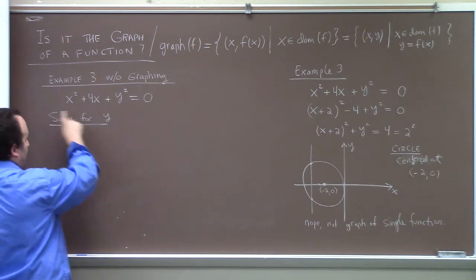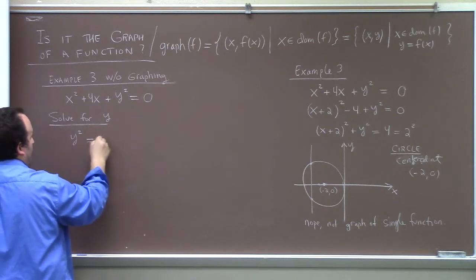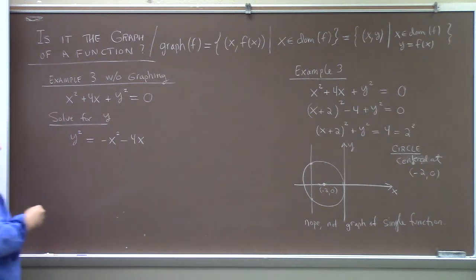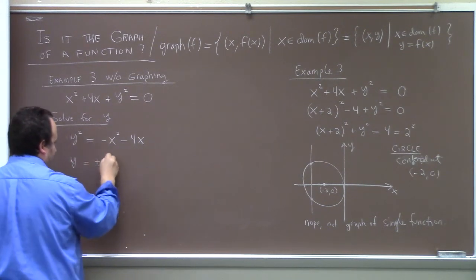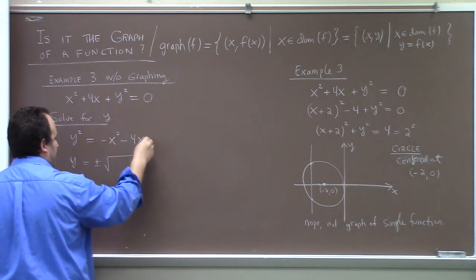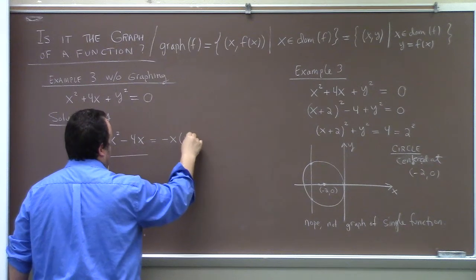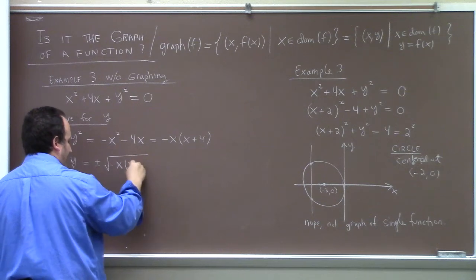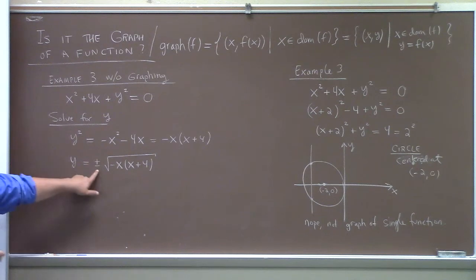But okay, so solve for y. So we isolate y squared, right? And then we do what? Take the square root. So y is equal to plus or minus the square root of... And we can clean this up just a bit, right? This is really minus x times x plus 4, isn't it? But the thing is, plus or minus.